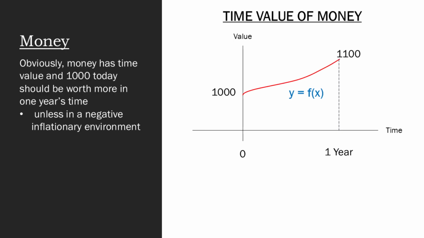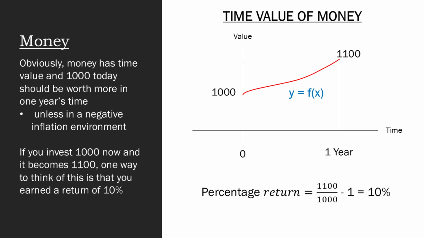To start off, well, obviously, money has time value, and 1,000 today should be worth more in a year's time. Unless, of course, you're in a negative inflationary environment where prices are coming down. If you invest 1,000 now and it becomes 1,100, well, one way to think of this is that you earn a return of 10%, meaning 1,100 divided by 1,000 minus 1.